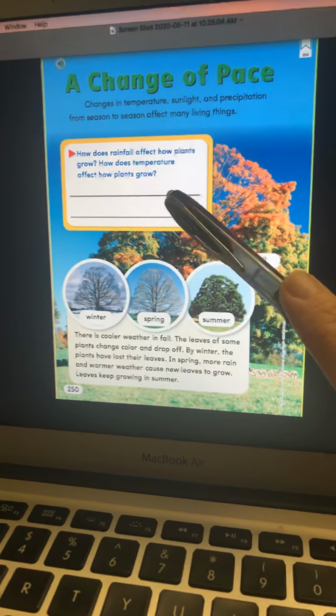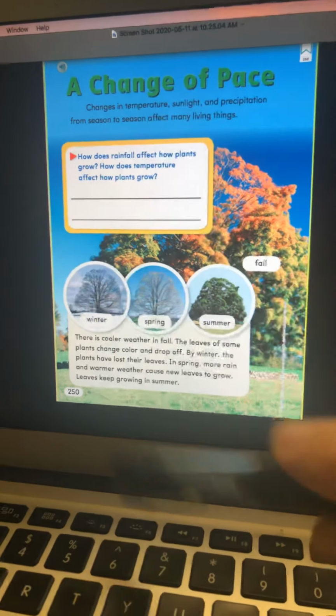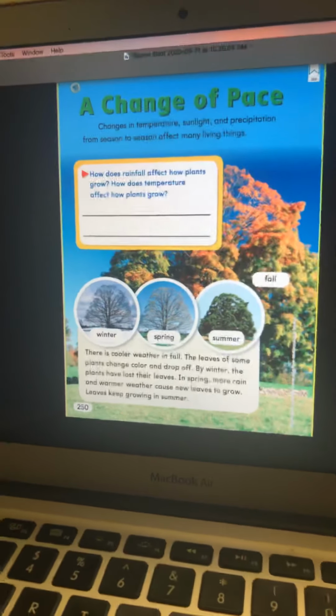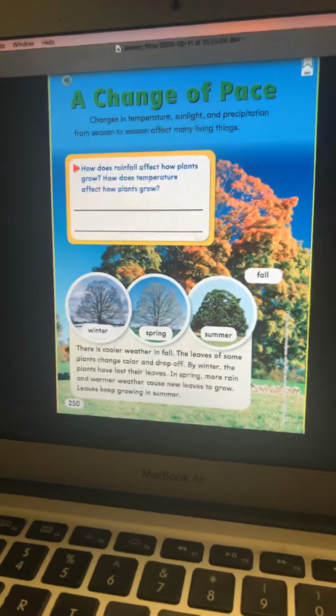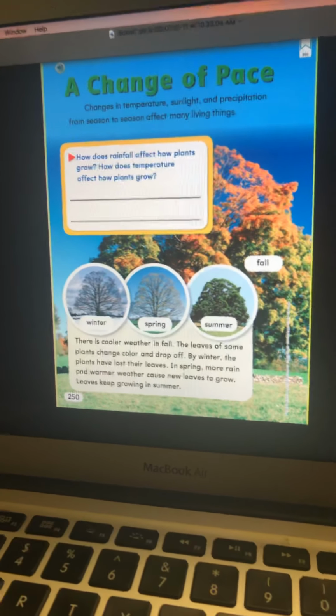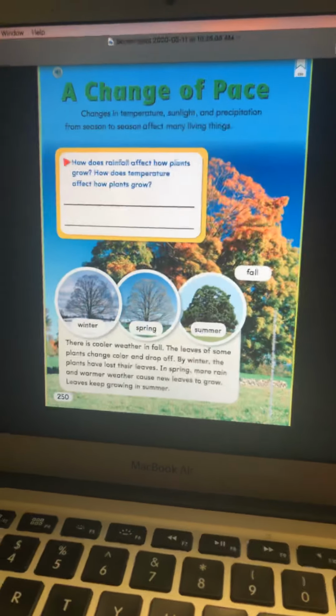So the second question, how does temperature affect how plants grow? So I want you to think temperature is hot and cold. You can write 2 sentences. When it is cold, tell me what happens to the plants. When it is hot, what happens to plants? I want you to write 2 sentences in your notebook.